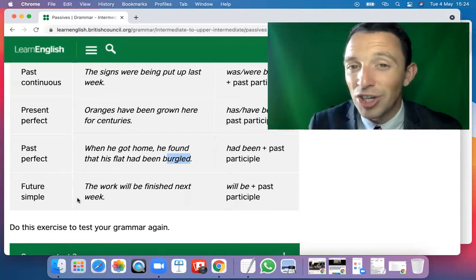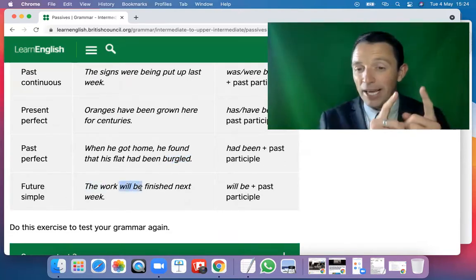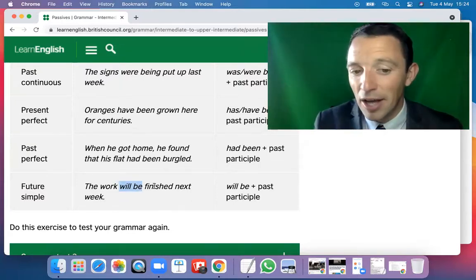Finally, we have the future simple in the passive. So the work will be is the verb to be in the future. Future simple. And then we have the participle of the verb.